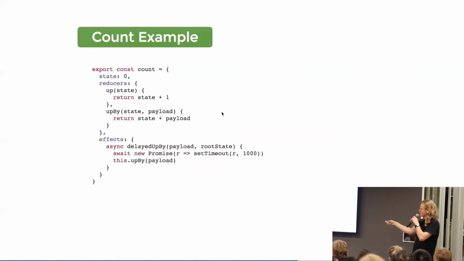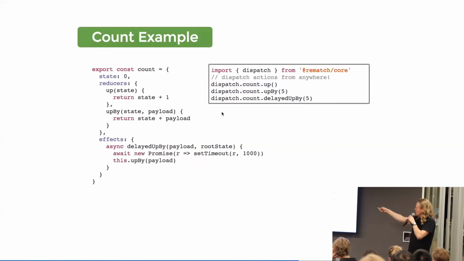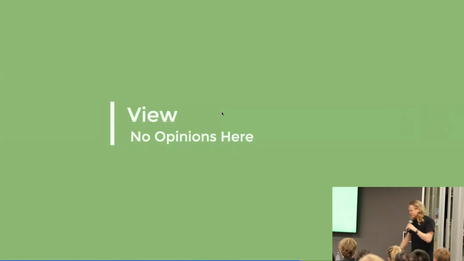Nice thing about this, for consuming this outside, you call them exactly like the action that you showed previously. So we import dispatch still. If you count the first two there, which are the normal reducers, right? But the delayedUpBy, you call it the same way you call your other code. So it's really easy to understand. So that's the basic gist of Rematch. The model is like three things: state, reducers, and effects. To kind of get you going.